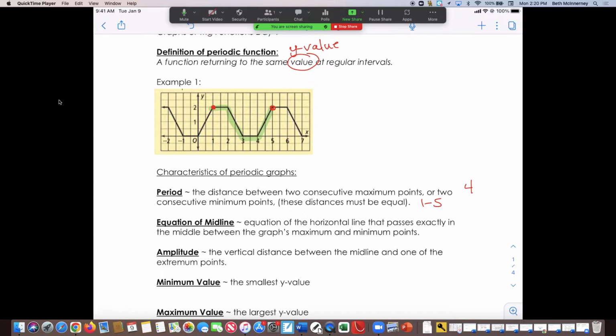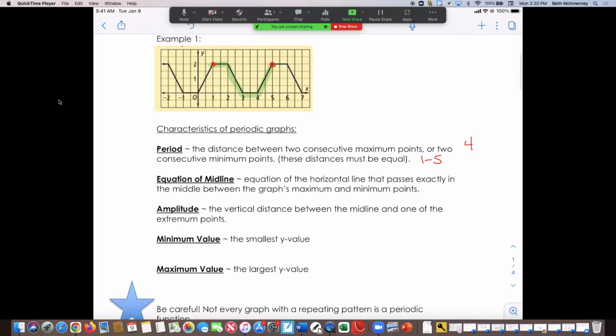The equation of the midline is a horizontal line that passes through the middle of the graph's max and minimum. So let's go ahead and talk about the max and minimum. The maximum y value is 2. The minimum y value is 0. What's halfway between 0 and 2? 1. So my equation, it's a horizontal line, and I can even draw it like this. So the midline is y equals 1.